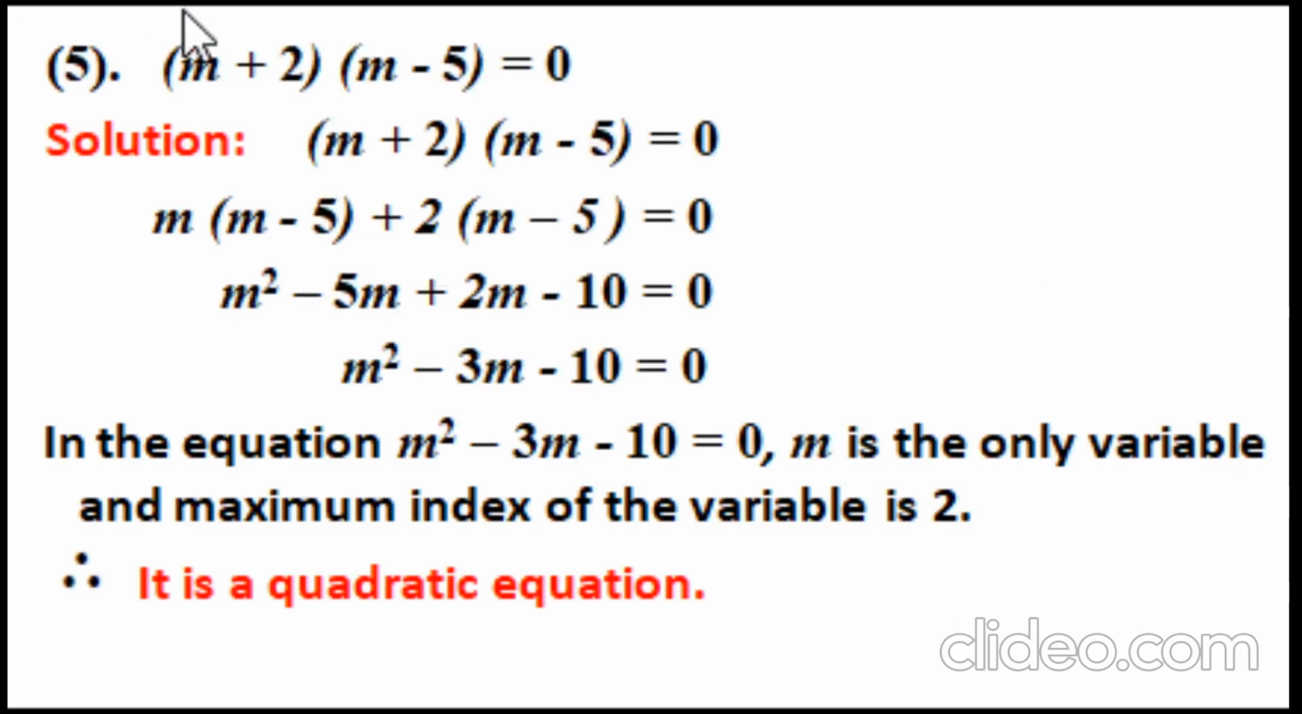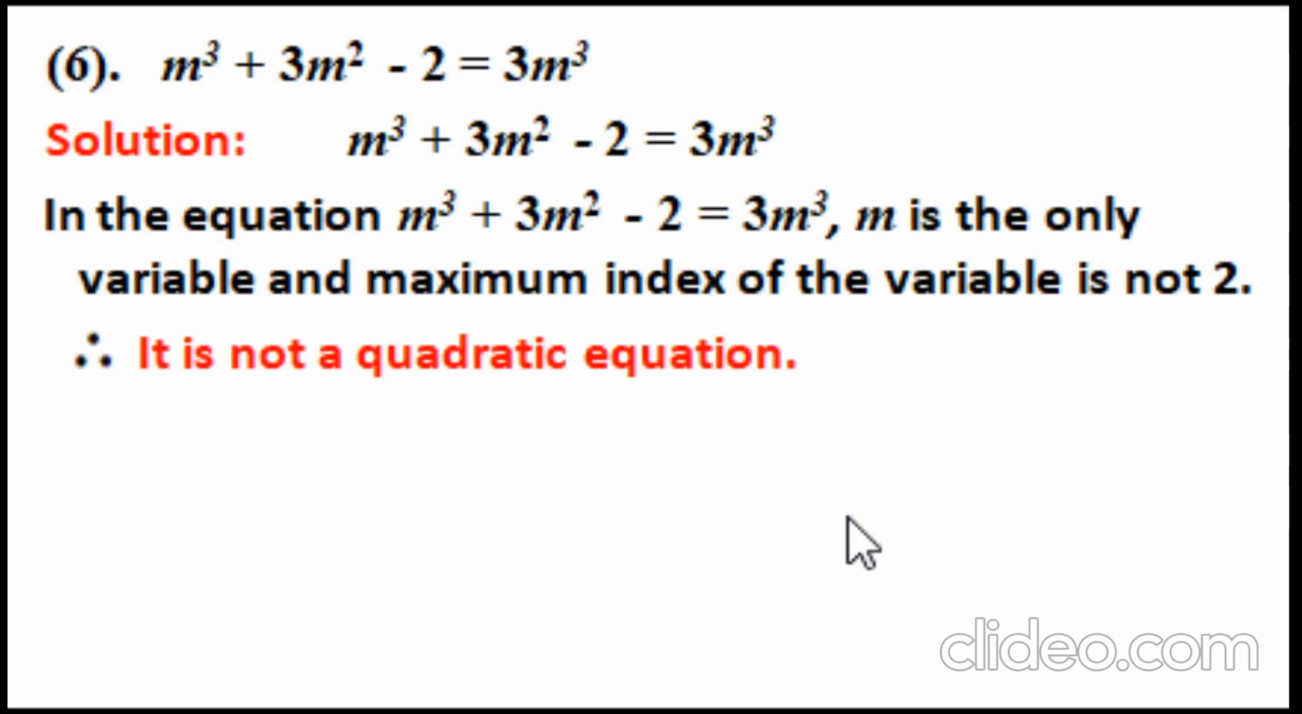Question number 5, we have solved this. In the bracket m plus 2, another bracket m minus 5 is equal to 0. By solving this, we get m square minus 3m minus 10 is equal to 0. Here m is the only variable and the maximum index of the variable is 2. Therefore it is a quadratic equation.